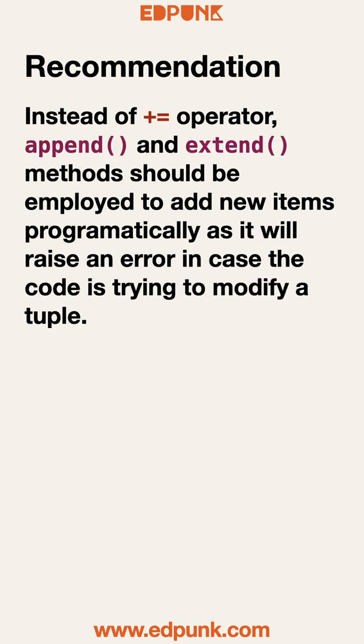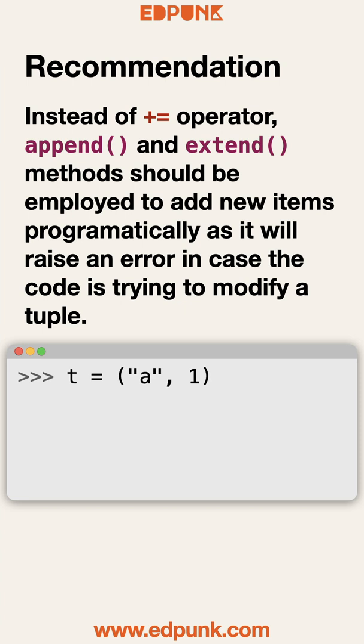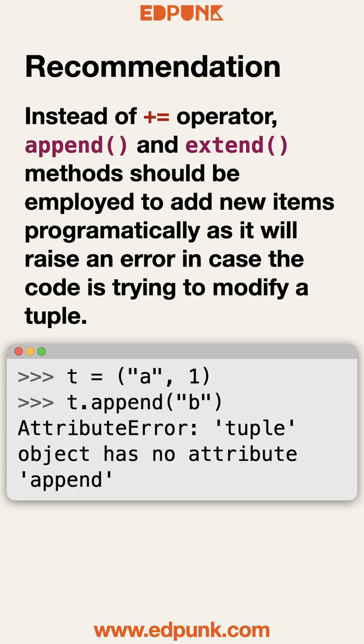To add new items programmatically, it is highly recommended that you use extend and append methods instead of using the += operator, as these methods are not available for a tuple. This will raise an error whenever there is any attempt to modify the tuple and ensure that the program does not modify it inadvertently. For example, let us assign a tuple ('a', 1) to variable t. Executing t.append('b') raises an AttributeError as adding a new item to a tuple is not permitted.